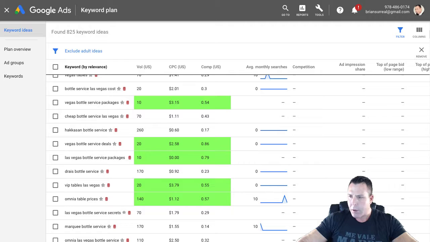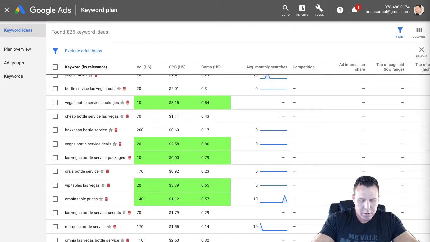Okay, so I put that in my notes. Potentially Las Vegas bottle service secrets. Okay, let me put that in the notes. Actually, I have it written down. Las Vegas bottle service secrets. And it's only 70 per month, but again, it's a very nice long tail keyword.